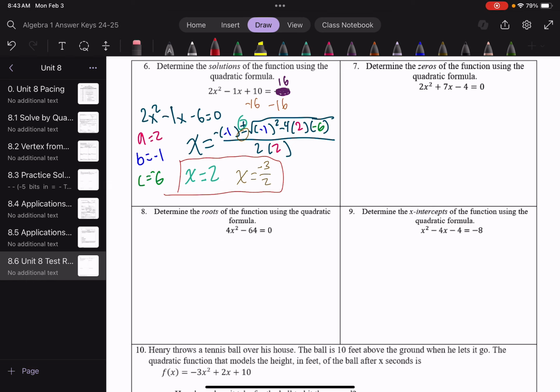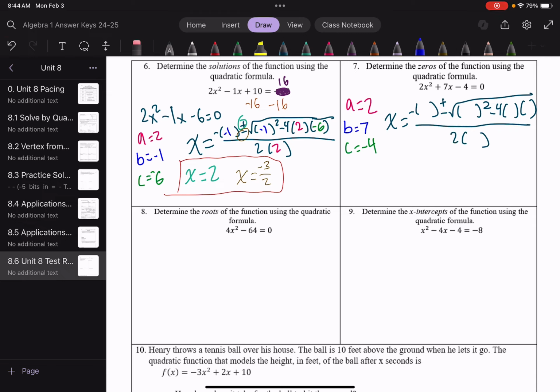Number 7, we're doing the same thing. It says to determine the zeros of the function using the quadratic formula. This function is already set equal to 0, so I can go ahead and identify a is equal to 2, b is equal to 7, and c is equal to negative 4. So I have x equals negative b plus or minus the square root of b squared minus 4ac, all divided by 2a, where b is 7, a is 2, and c is negative 4.